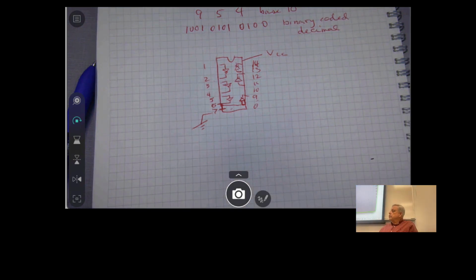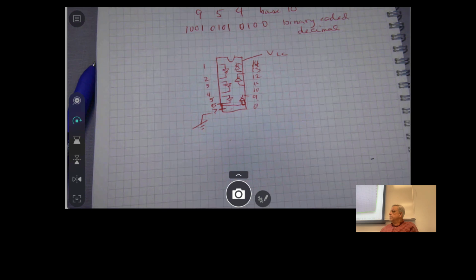And pin 14 is always VCC, 5 volts, and pin 7 is ground. And that's where the power comes from to drive the gates. The circuitry on the board uses the power and ground pins in order to do their operation. Does that answer the question?